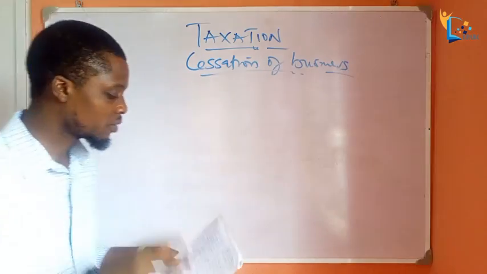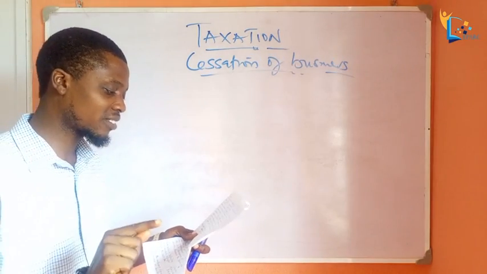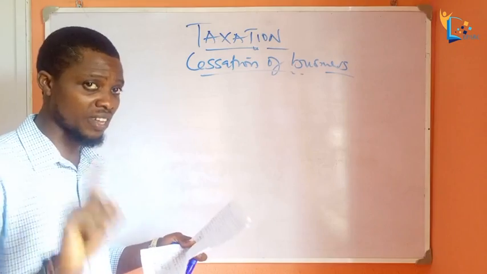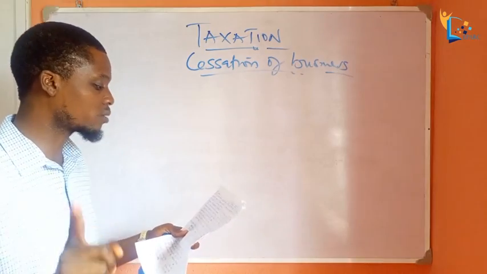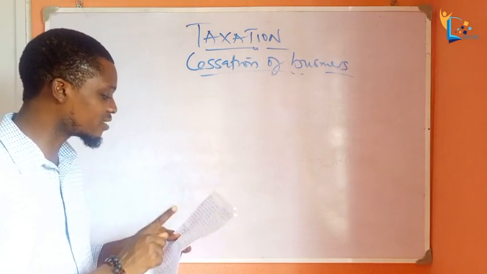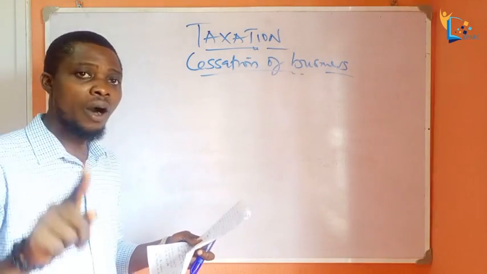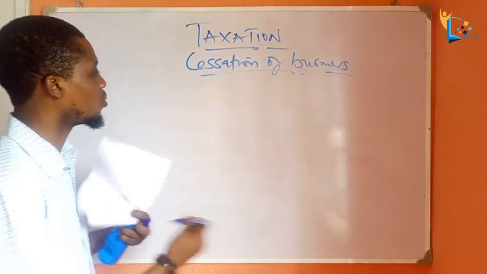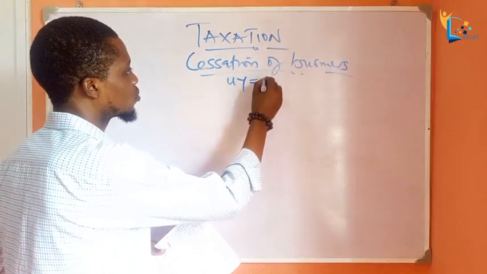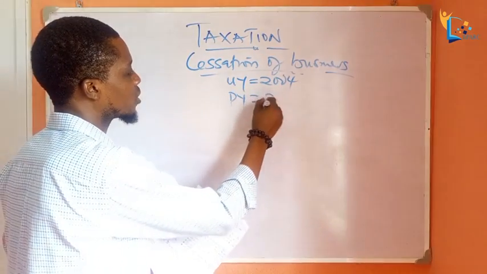Now, let's find the ultimate year first, because it will help us to know the penultimate year. The question says, as a result, the business finally ceased operation on 30th June 2004. Our ultimate year here is 2004. Ultimate year, 2004. Penultimate year, therefore, will now be 2003.